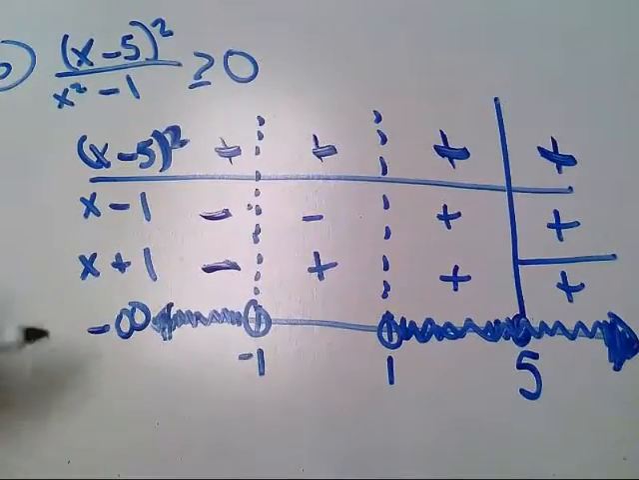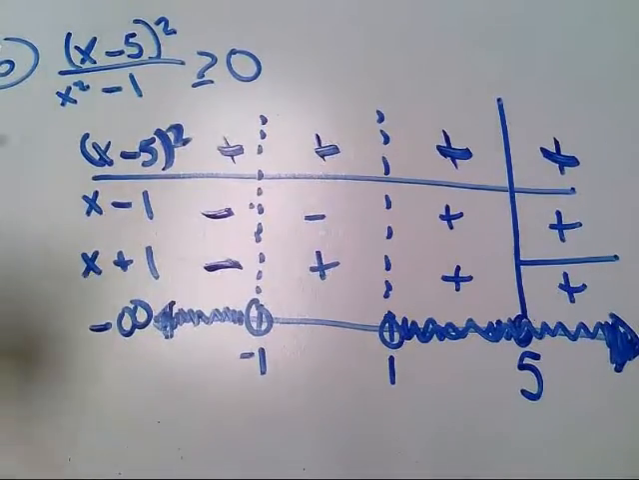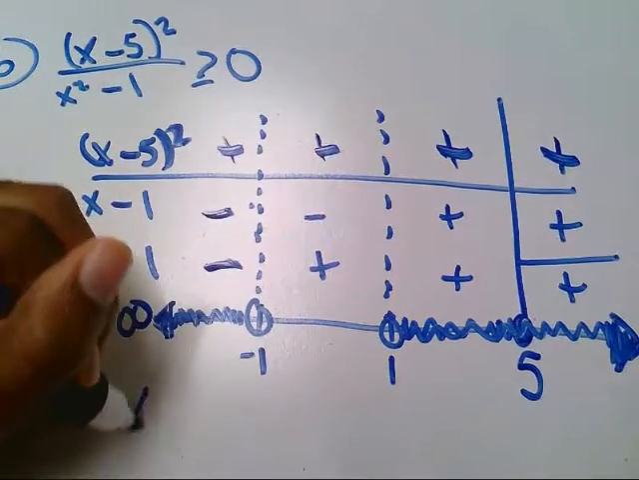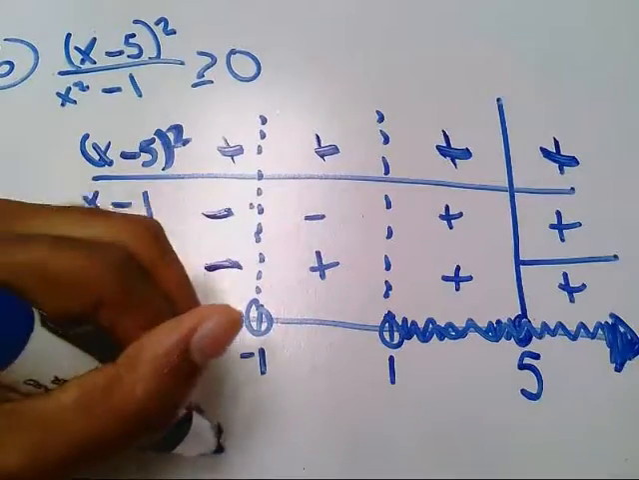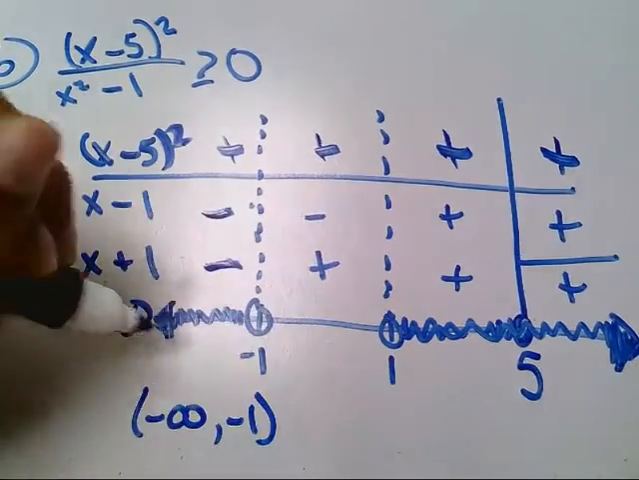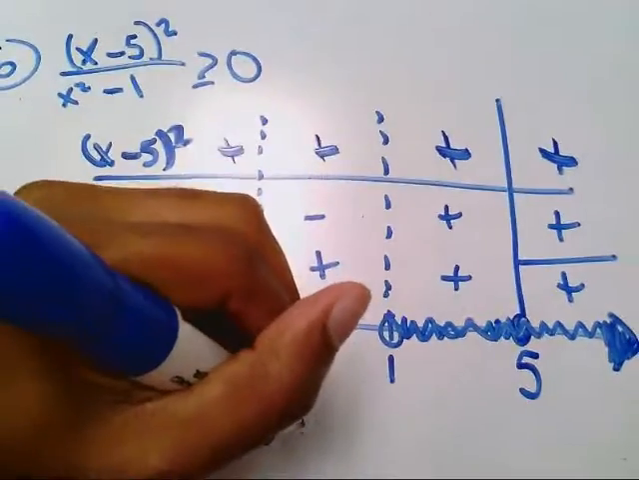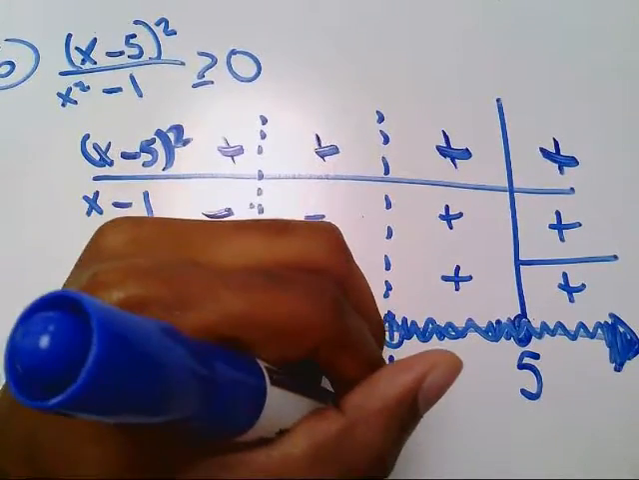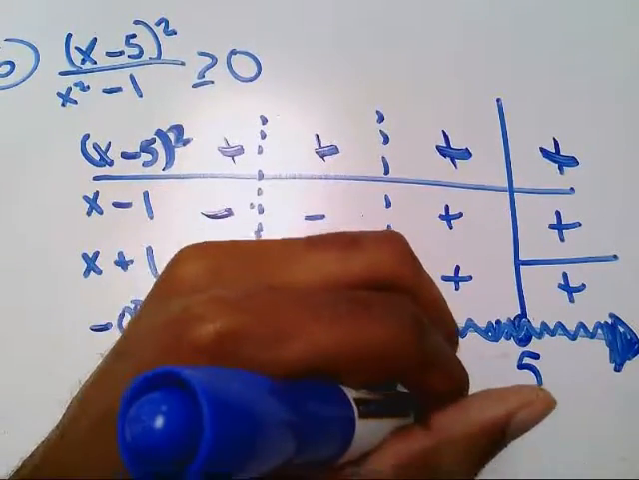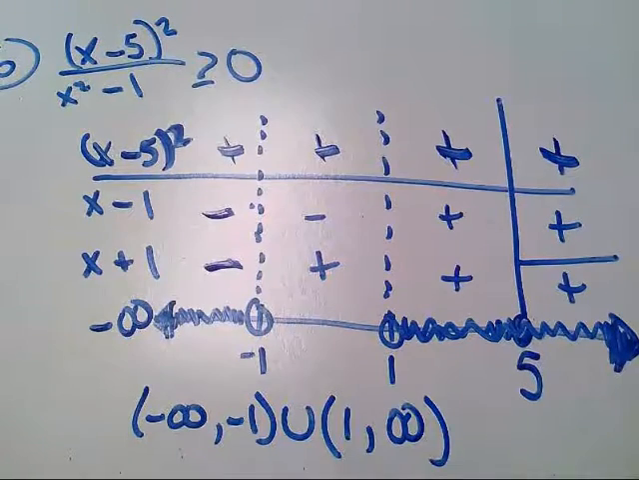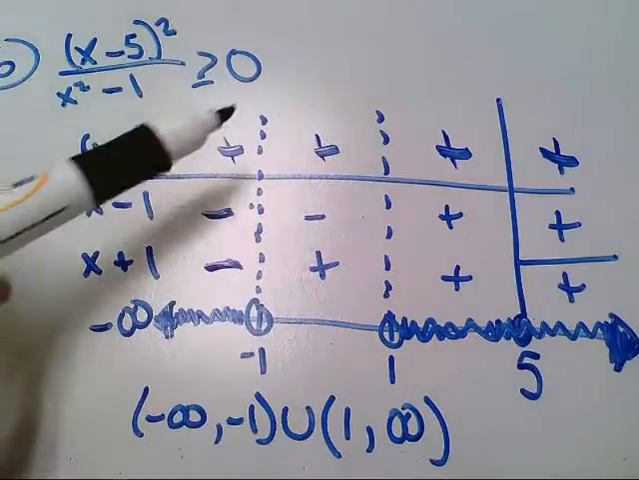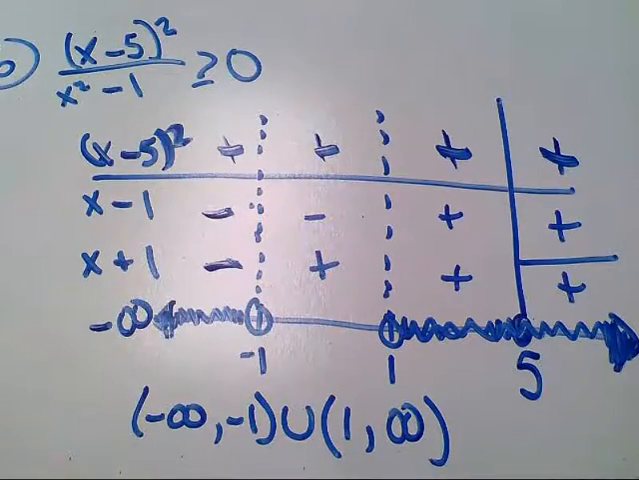So now our final interval, based on our number line here, we're going from -infinity to -1 with a parentheses, and then we're going from 1 to positive infinity, and of course they also get parentheses. So here's where our function is greater than or equal to 0. In other words, this means that is where the function is positive.